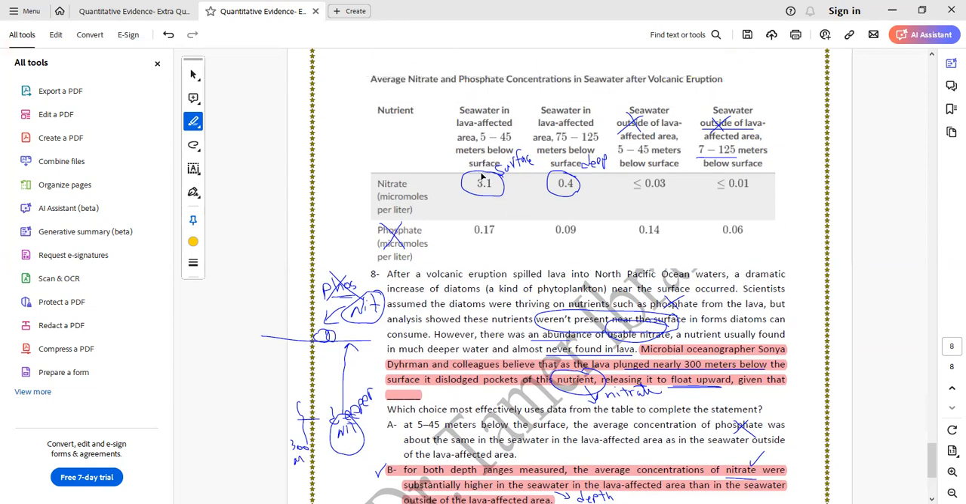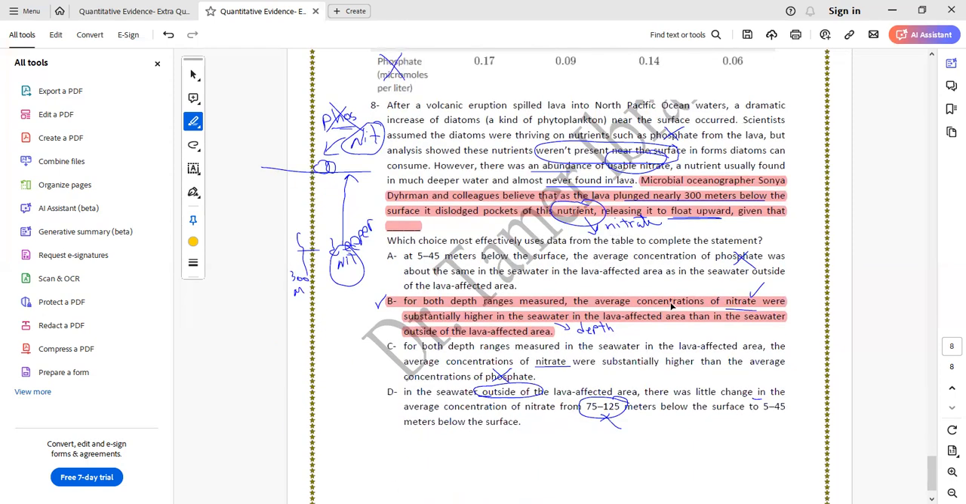Look, the lava affected, 3.1. The lava affected, take care, here, 5. Here, down. Down is going to be less. But outside the lava is less. So here is bigger. Yes, this will support. For both depths range measured in the seawater in the lava affected area, the average concentration of nitrate were substantially higher than the average concentration of phosphate.